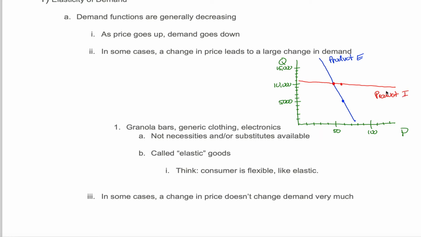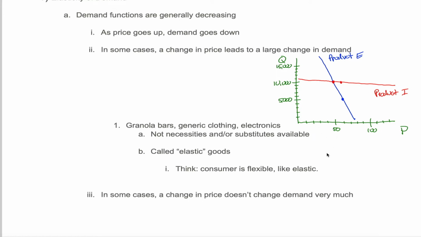Either way, our demand curve has a negative slope. When we go to the right, we go down. It's just a matter of how much we go down. For the blue line, we go down a lot when we go to the right. For the red line, we don't go down very much when we go to the right. That idea of how much you go down when you go to the right, how much the demand for a product decreases when you increase its price, is referred to as the elasticity of the demand.